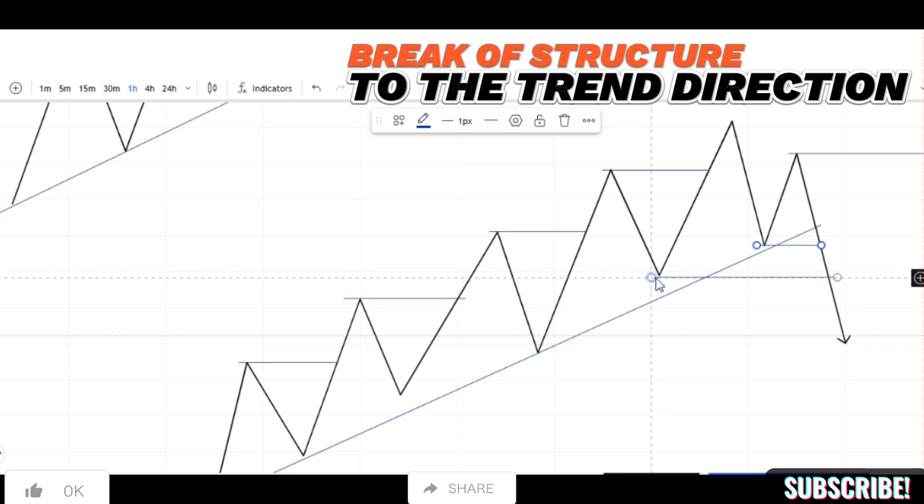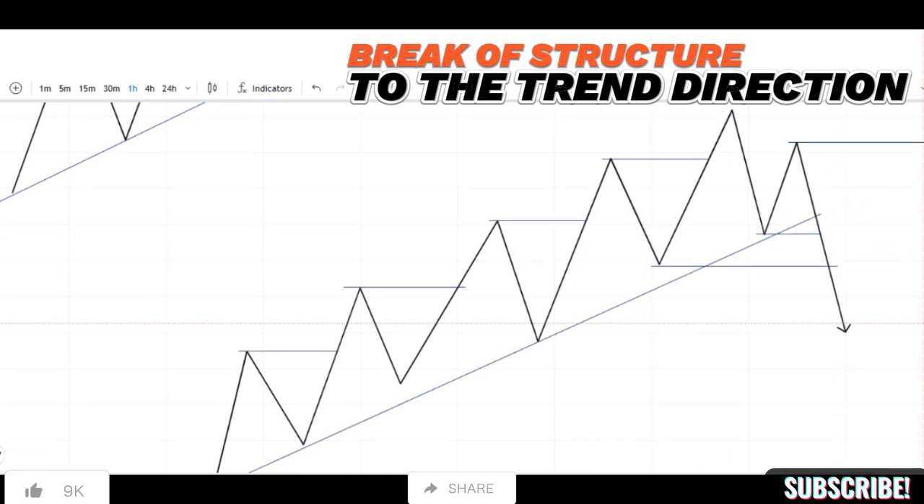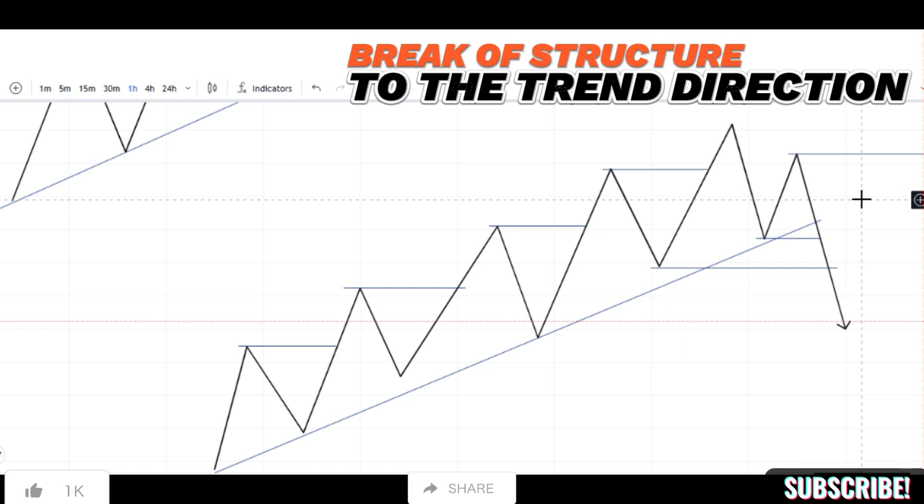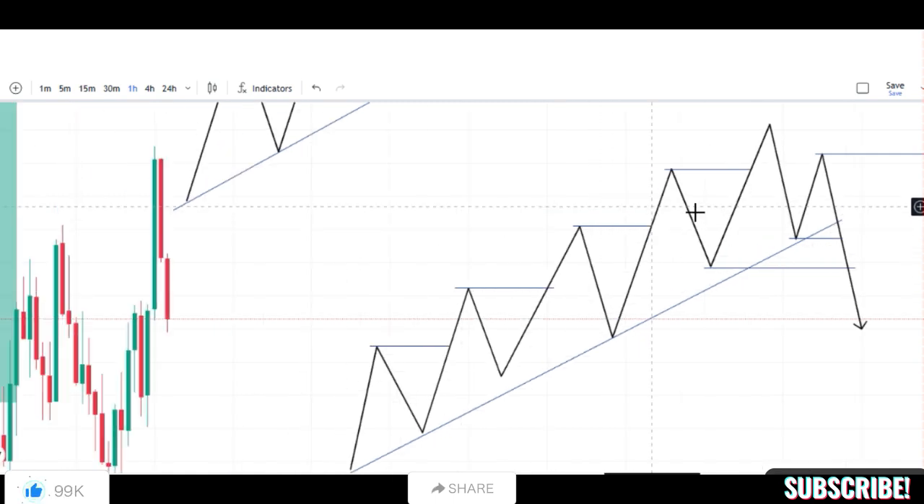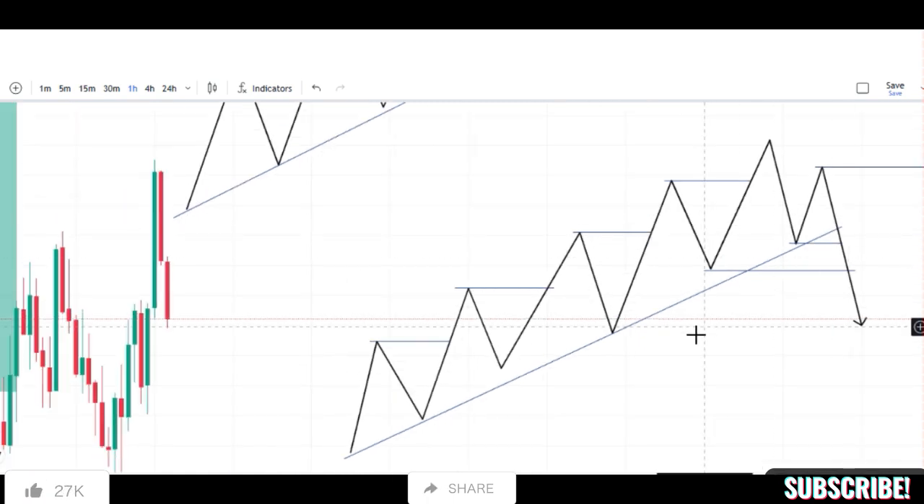Right here you can see the price also took out the previous low, which clearly shows us that the price is actually changing direction towards the downside. So after these few things, you just have to wait for your entry. I'm going to share the entry with you, and show you everything about it, how you can set your stop and your TP.